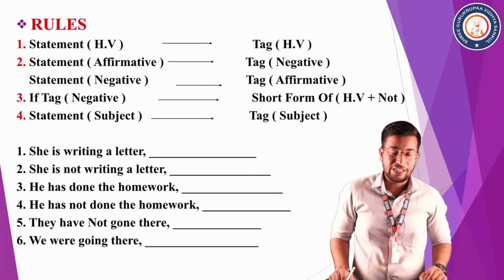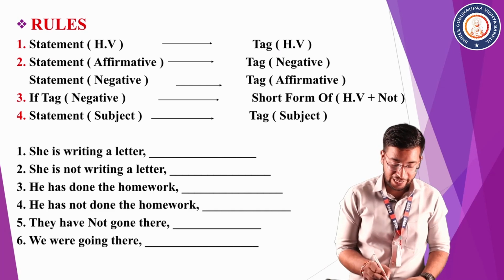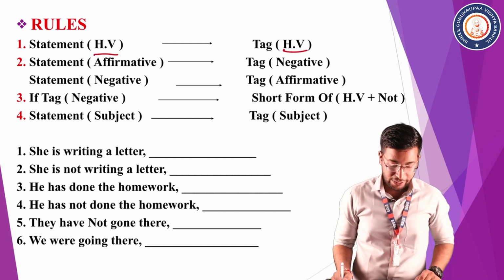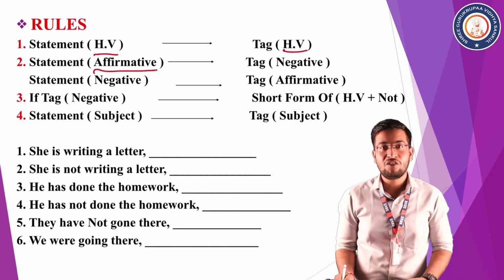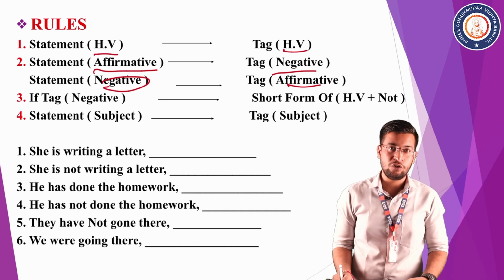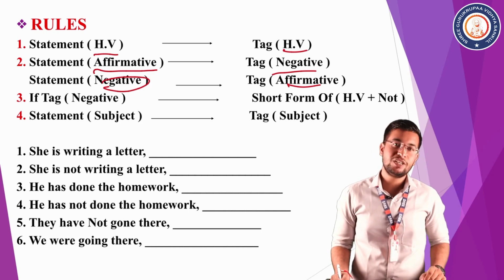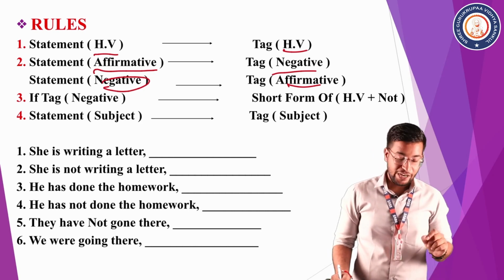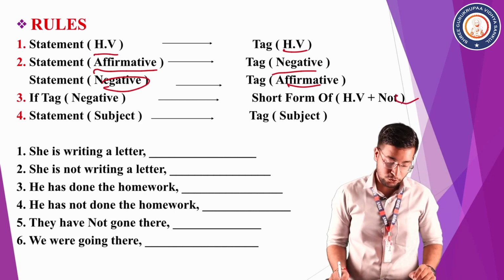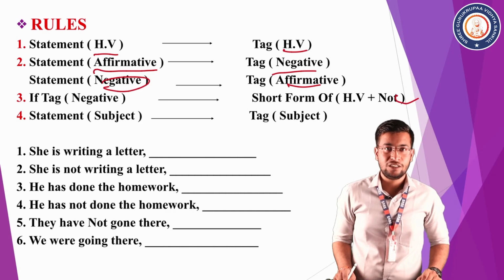Now let's move further. Now let's look at the various rules of the question tag. So our first rule of question tag says the helping verb of statement will become helping verb of tag. Rule number 2 says if our statement is affirmative, then our tag will be negative, and if statement is negative, then our tag will be affirmative. Dear students, don't worry if you are not getting this concept right now. When we solve the examples, it will be very much clear to you. Now the third rule says if tag is negative, then we will have to use short form of helping verb plus not. And our fourth rule says the subject of statement will become subject of tag. I think it is clear to you.